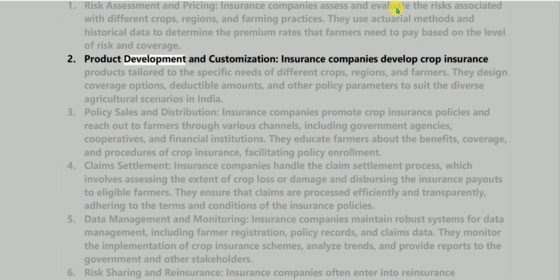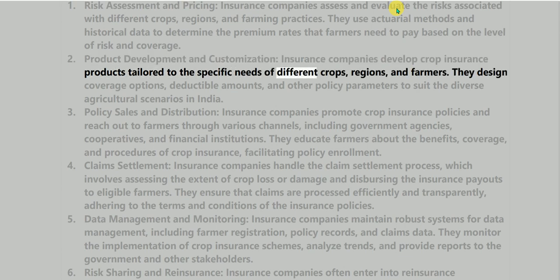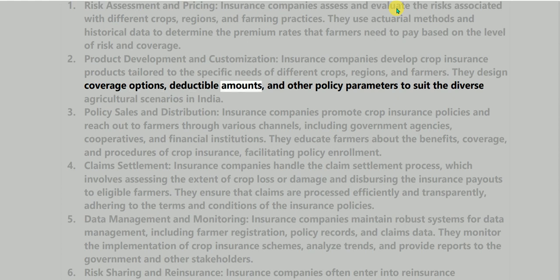2. Product development and customization. Insurance companies develop crop insurance products tailored to the specific needs of different crops, regions, and farmers. They design coverage options, deductible amounts, and other policy parameters to suit the diverse agricultural scenarios in India.